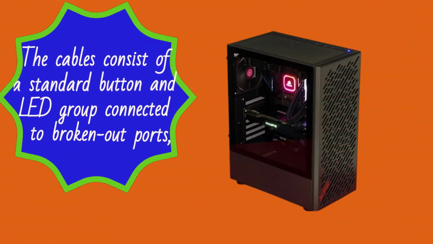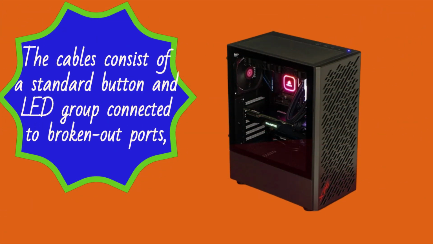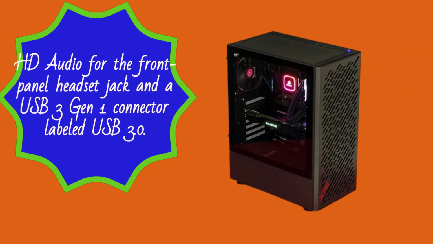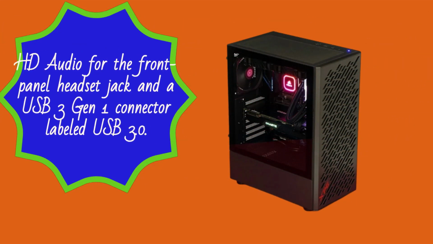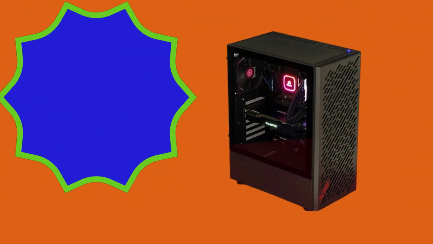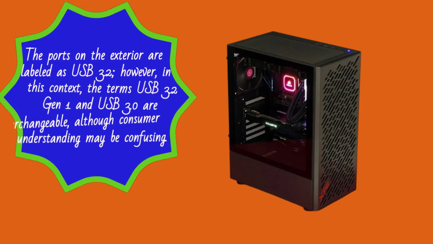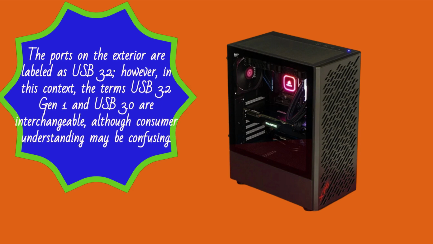The cables consist of a standard button and LED group connected to broken out ports, HD audio for the front panel headset jack, and a USB 3 Gen 1 connector labeled USB 3.0. The ports on the exterior are labeled as USB 3.2, however, in this context, the terms USB 3.2 Gen 1 and USB 3.0 are interchangeable, although consumer understanding may be confusing.